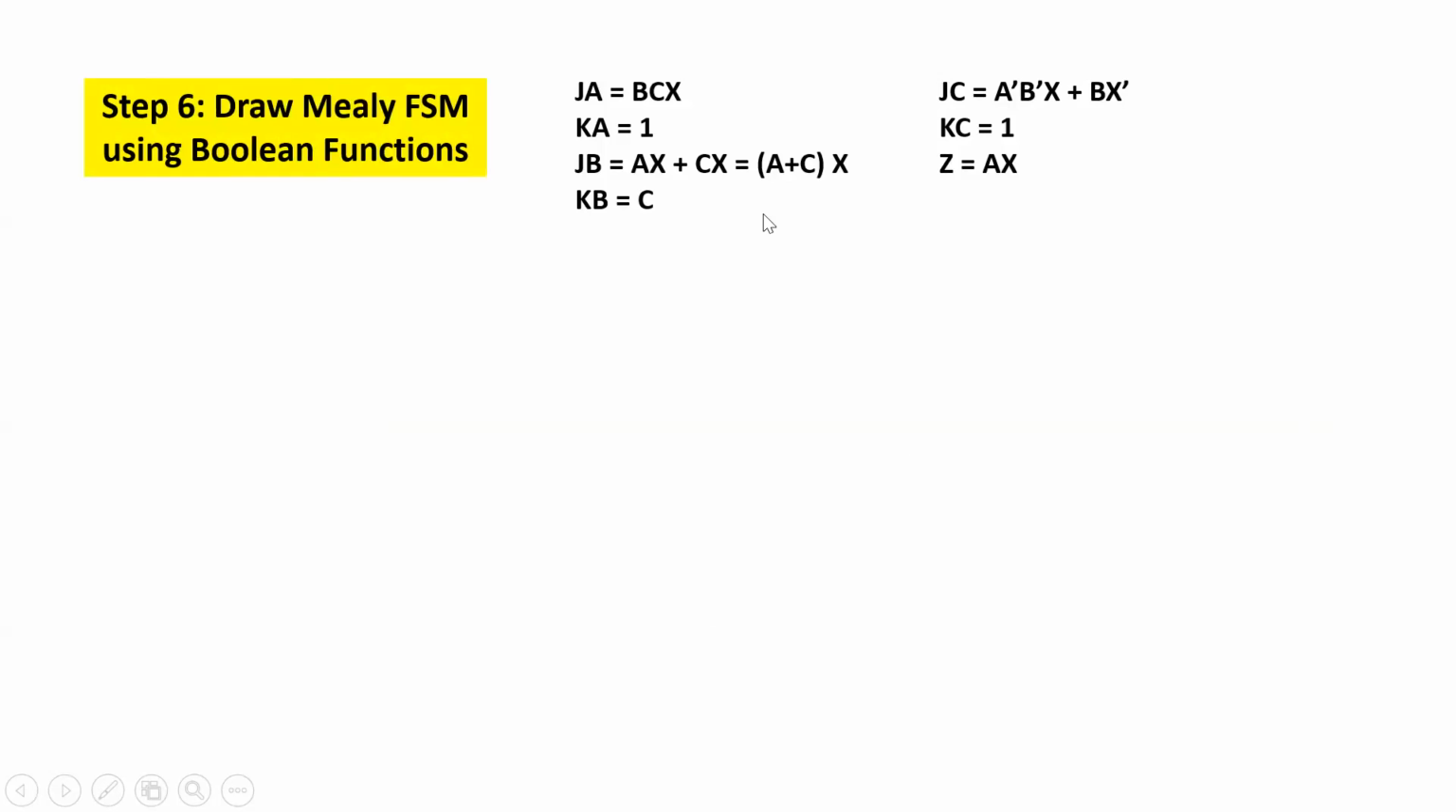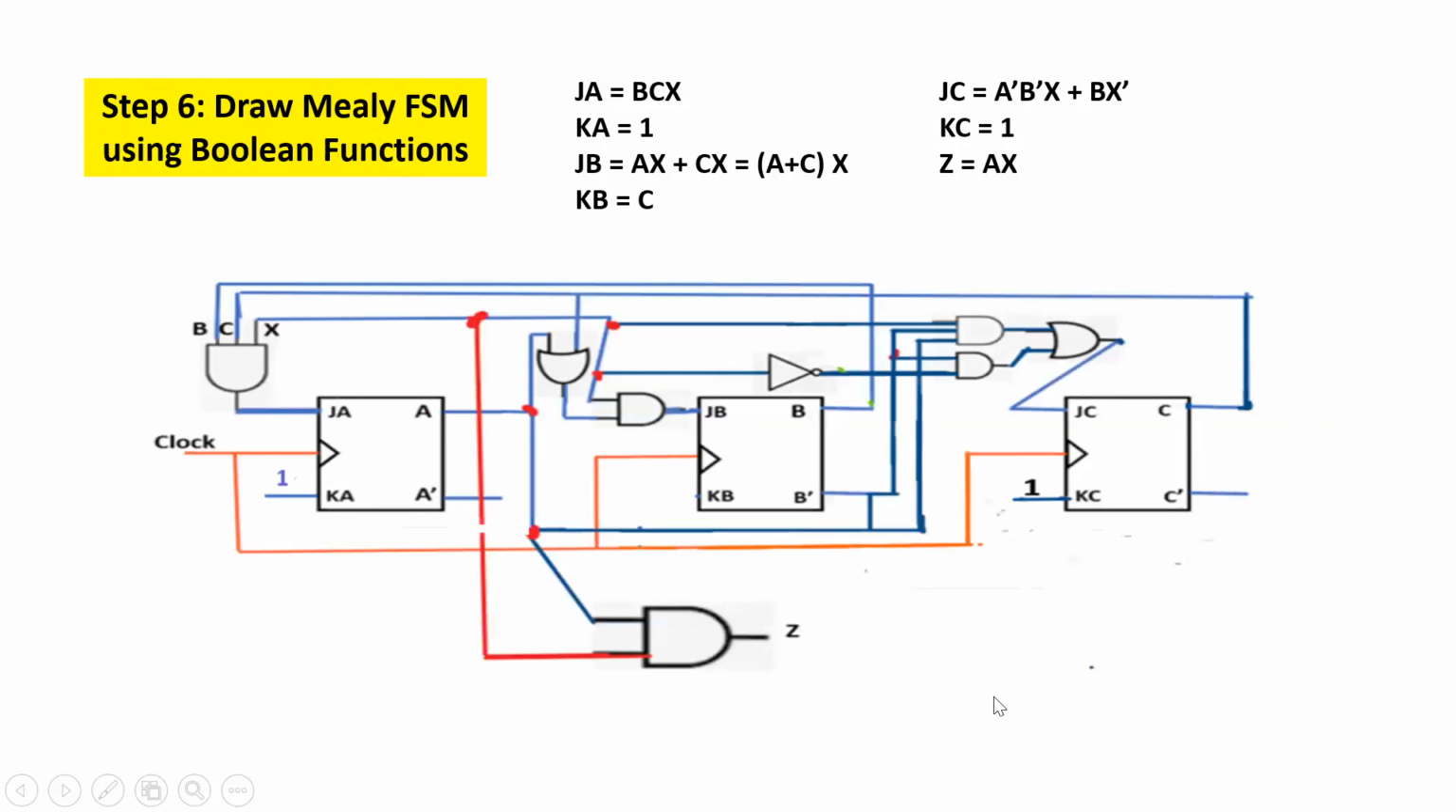With these simplified Boolean expressions, we should develop the circuit diagram like this. To develop the circuit diagram, first we should take the 3 flip-flops. This is the first flip-flop, second flip-flop, third flip-flop. The names of the flip-flops are A, B, C, so the outputs should be specified with A dash, B dash, C dash. Next, for JA, BCX is a 3 input AND gate. B is the second flip-flop output, C is the third flip-flop output, and X is the external input. In this way, we should connect the remaining combinations, including Z.